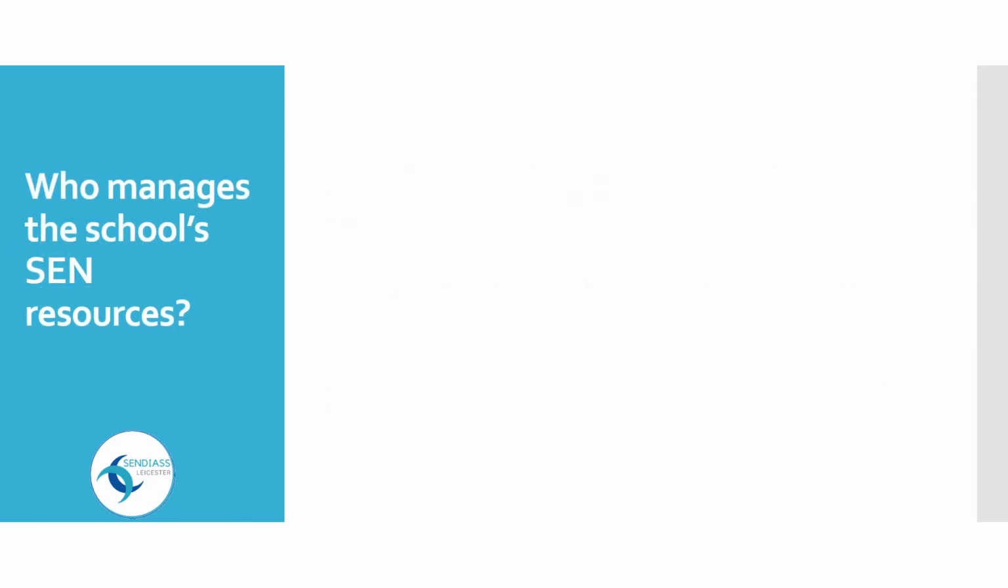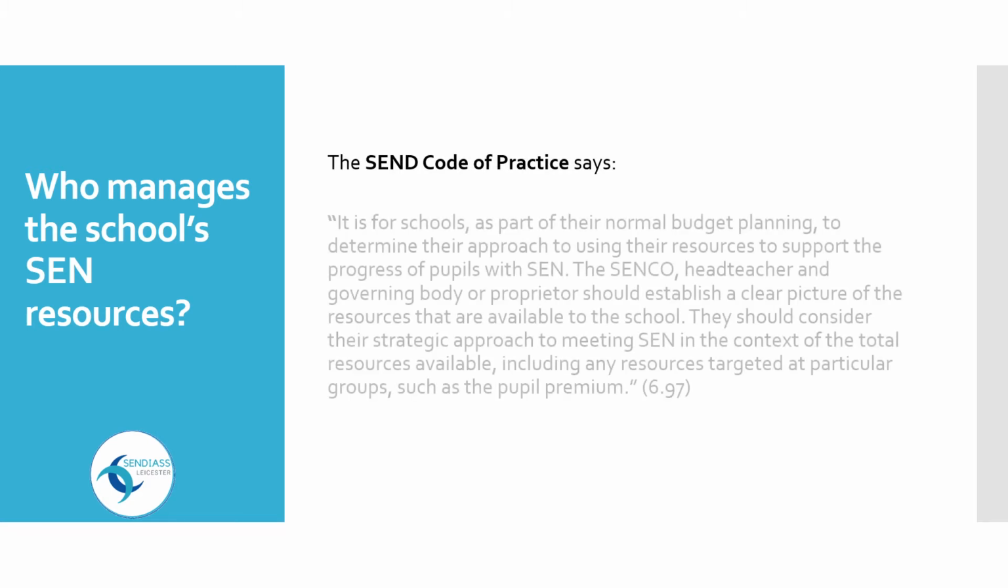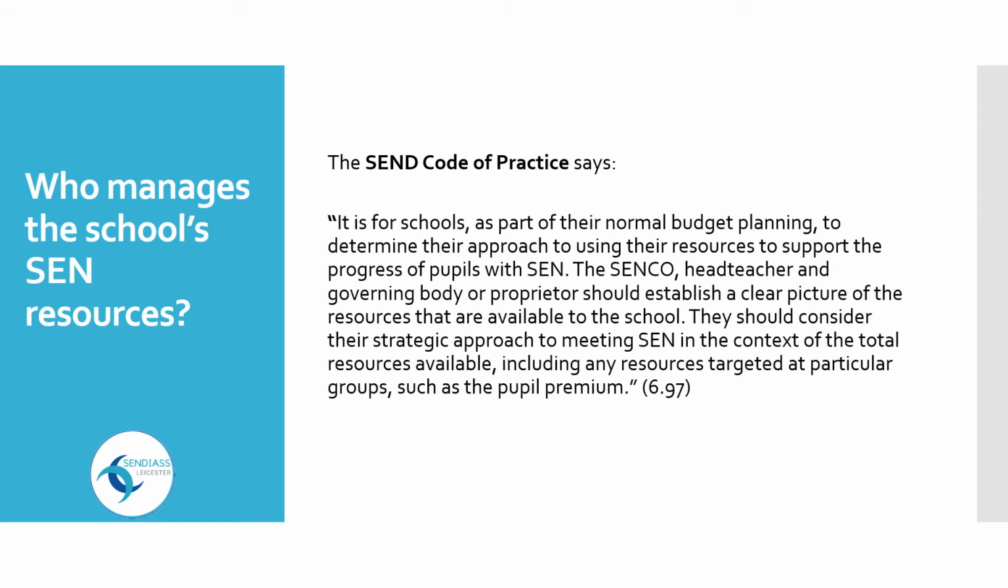Who manages the school's SEN resources? The SEN Code of Practice says it is for schools, as part of their normal budget planning, to determine their approach to using their resources to support the progress of pupils with SEN. The SENCO, head teacher, and governing body or proprietor should establish a clear picture of the resources that are available to the school. They should consider their strategic approach to meeting SEN in the context of the total resources available, including any resources targeted at particular groups, such as the pupil premium.